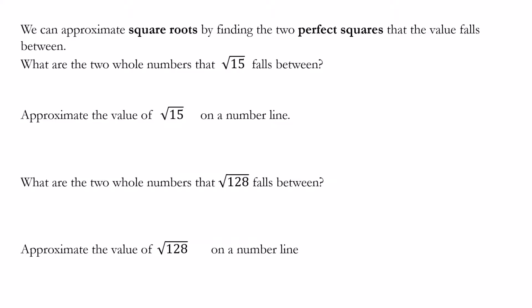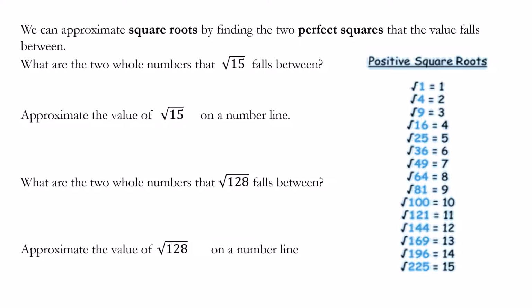We can approximate square roots by finding two perfect squares that the value falls between. So if it's asking what are two whole numbers that the square root of 15 falls between, it's important to have this list and to know these so we know where exactly it falls. Based on this list, I know that this is going to fall between the square root of 9 and the square root of 16. The square root of 9 is 3, and the square root of 16 is 4. So the two whole numbers that the square root of 15 falls between are 3 and 4.